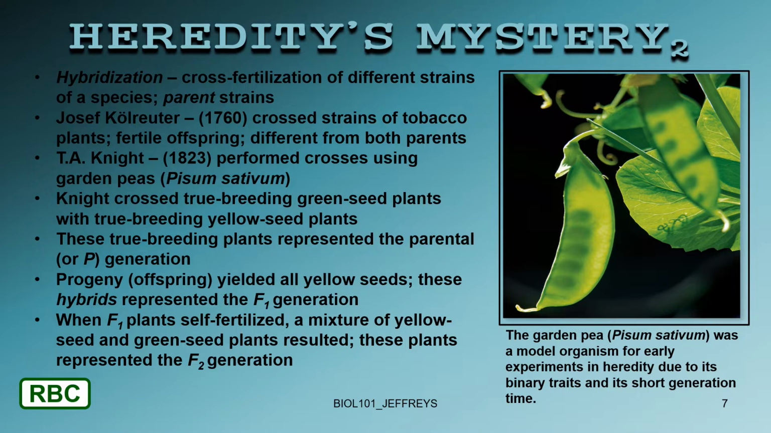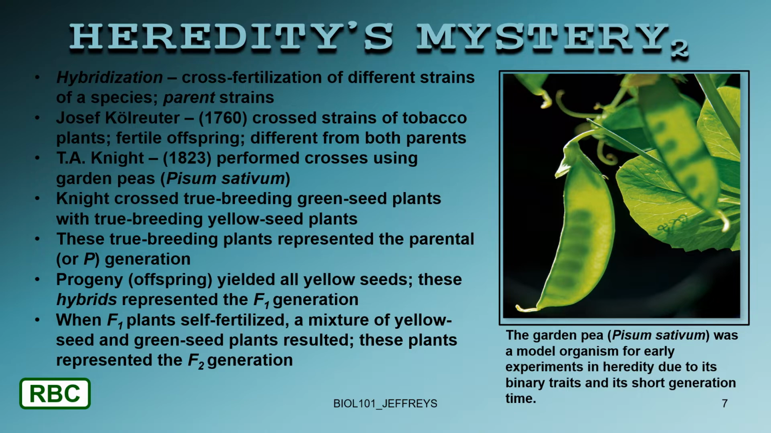So we have another term here, hybridization. And a hybrid, think of the hybrid vehicles now, right? Sometimes it can run on gasoline, sometimes it can run on electricity. It's a hybrid, it's a mixture of the two. So hybridization occurs when you cross-fertilize different strains of a species, and we call these the parent strains.